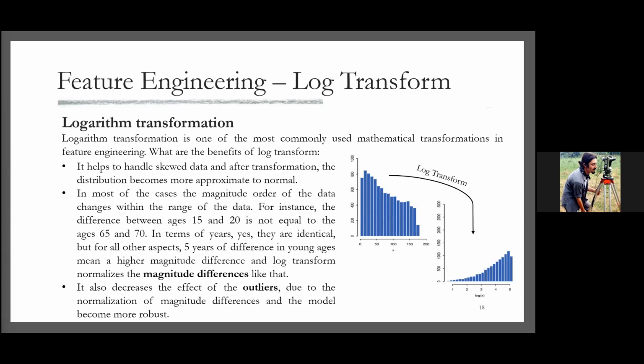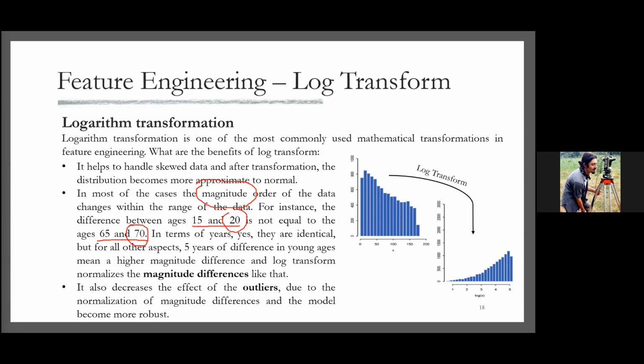So for example, the most important thing is magnitude in the logarithm transformation. For example, let's say the age difference between 15 and 20 is not equal to the age difference between 65 and 70. A 5-year difference means a quarter of the life of a 20-year-old person, but a 5-year difference means less than 10% for a 70-year-old person.